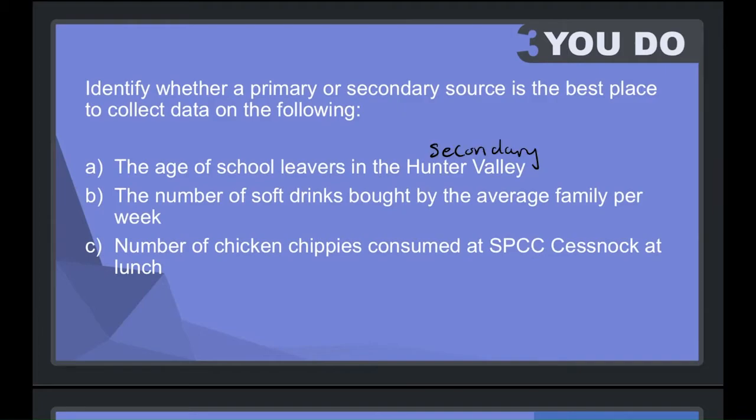Okay, here we are. That first one is secondary because that information would most likely be attained by looking at data collected by NASA or some other government body. It would be very difficult to get this information by you personally going around to every school and asking for that information. And again, this one is also secondary.